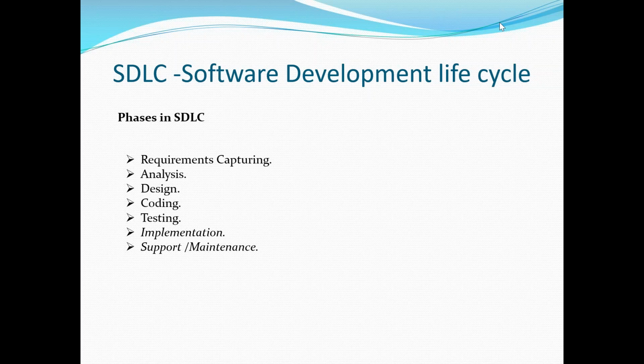SDLC is nothing but the software development life cycle. What are the phases? Requirement capturing, analysis, designing, coding, testing, implementation, and support and maintenance. This is an order. Without coding, we cannot go for testing. Without testing, we cannot go for maintenance. Without design, we cannot start the coding. Without analysis, we cannot go for a design. So this is the order, and we need to go in that particular order. Is it clear?